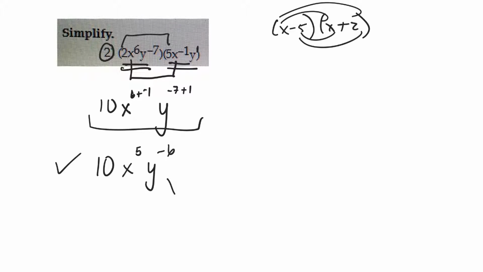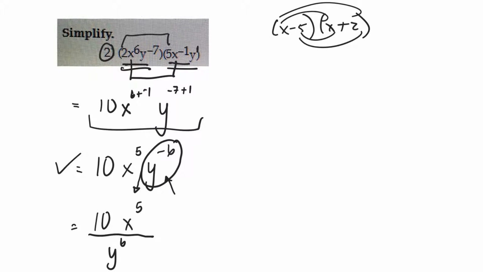Typically, we don't like to have negative exponents, and so we could change that to a positive exponent. So it would be 10x to the fifth. To change this to a positive exponent, I take that whole thing and put it to the bottom of the fraction. So I put this over y to the positive 6. Okay, hopefully that helps you with that simplification.